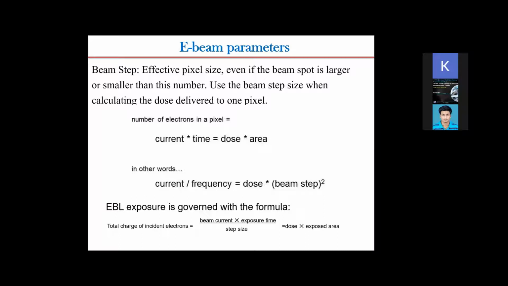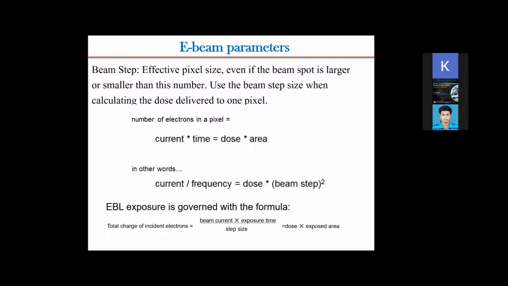If it is an area, area means the area of the pattern you are considering. So in other words, you can say current by frequency, because time can be written as 1 by frequency. So current by frequency equals dose into beam step square, since the area of the region equals the square of the beam step. Thus current by frequency equals dose into beam step square.